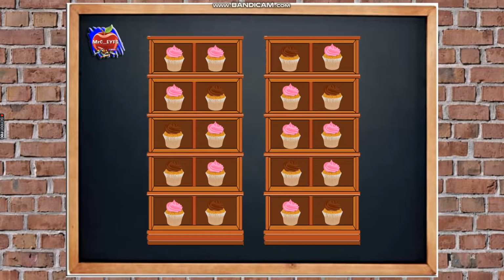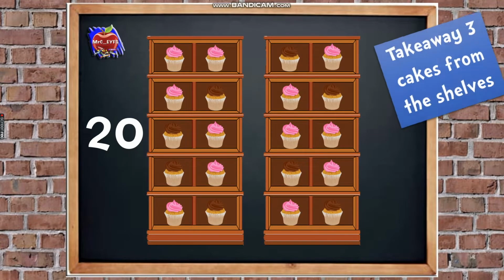It's 20. Do you know, when we've got two full tens frames like this, it equals 20. Right, let's see what we've got to do. This time we're going to take away 3 cakes from the shelves. So again, are we counting forwards or are we counting backwards if we're taking away? Excellent, we're counting backwards. So let's see if we can count down from 20.